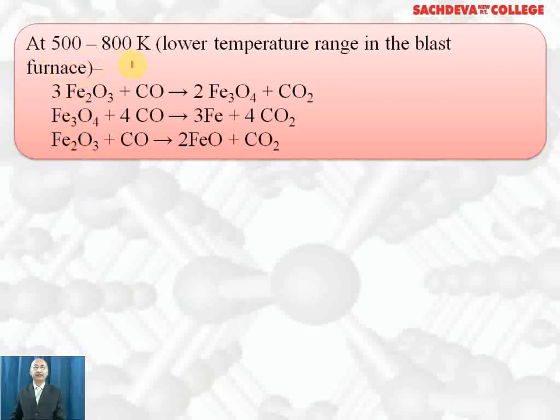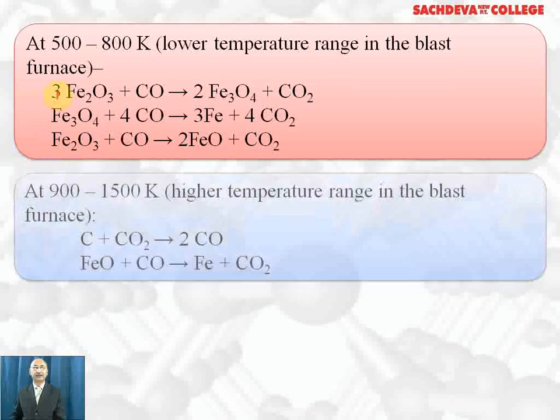At 500 to 800 Kelvin, that is at the lower temperature range, carbon monoxide will reduce ferric oxide to Fe3O4 plus CO2. Fe3O4 can be reduced with carbon monoxide to form 3Fe plus 4CO2. Fe2O3 is reduced with carbon monoxide to form 2FeO plus CO2. So these reactions are taking place at the low temperature range.